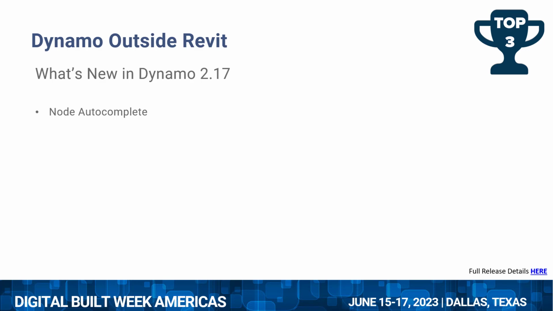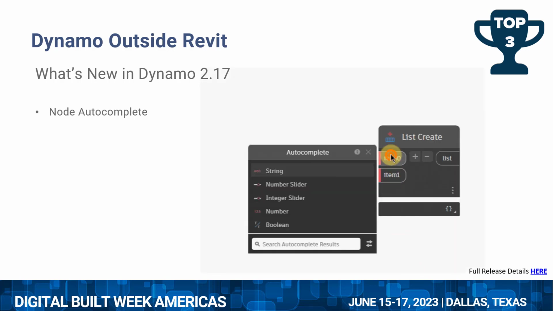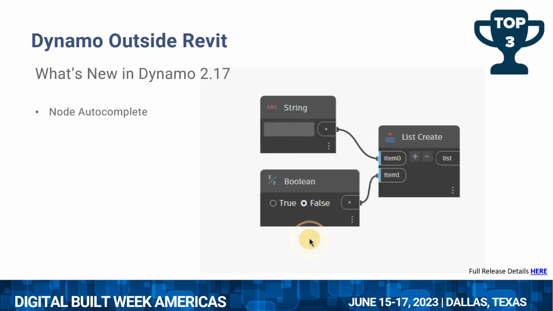They also brought us in the 2.17 release Node Autocomplete. Think of it as Google for your graphs. We've always had, or not always, for the last couple releases, we've had node type match, but this brings us the recommended nodes or the beta. So we have to make sure this feature is turned on. And essentially what it does is it predicts what node you might use to tie into this port.